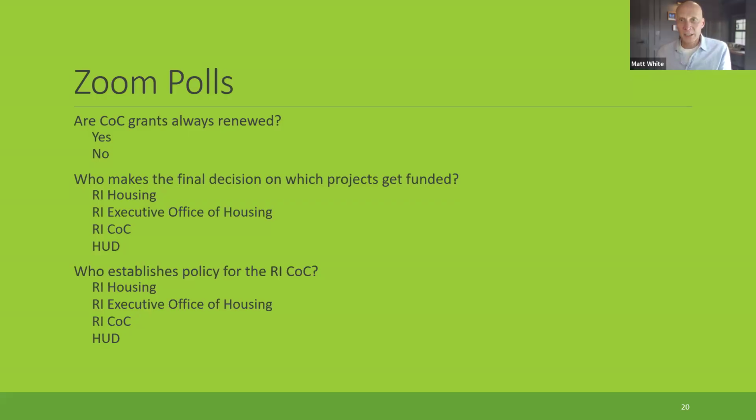So I think I'm sharing the results. I hope people can see that. So the first question, are CFC grants always renewed? The answer is no, they're not always renewed.